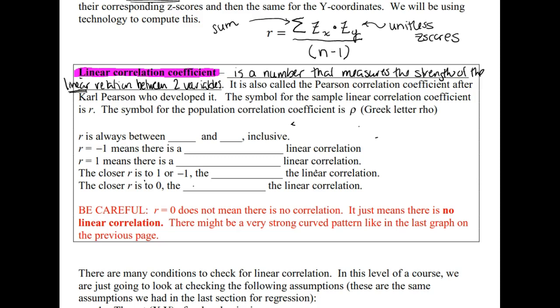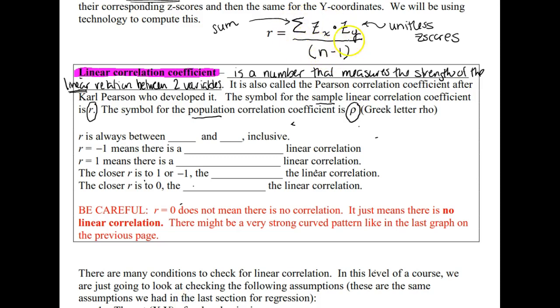So if we're looking at the scatter plot and there's definitely a relationship, but it's a curved relationship, okay, r might not come out to be a very strong value because the relationship between those two variables is not linear. So this is also called the Pearson correlation coefficient after Karl Pearson, who developed it. And the symbol for the sample linear correlation coefficient is r. Okay, so here is a new symbol for our symbol list. And that one's for the sample. The population correlation coefficient is the Greek letter rho. So this kind of looks like a fancy lowercase p.